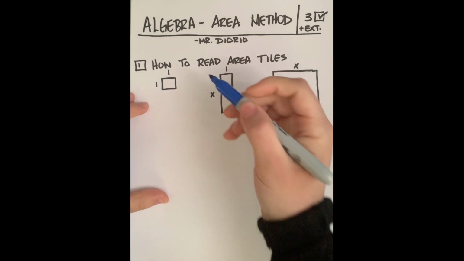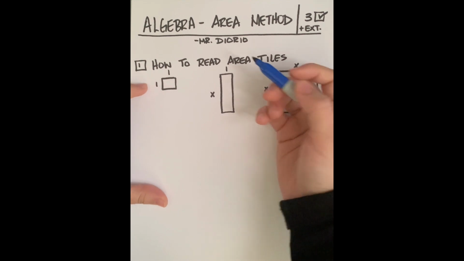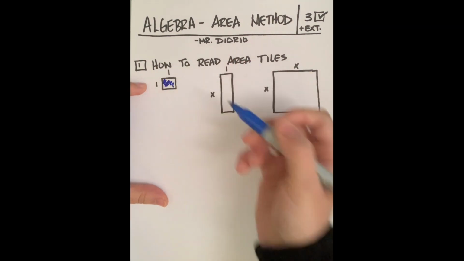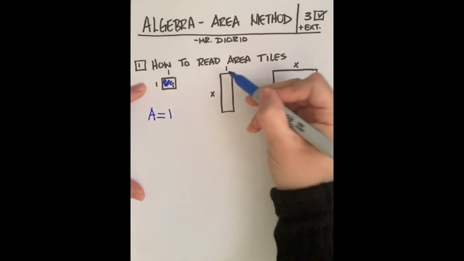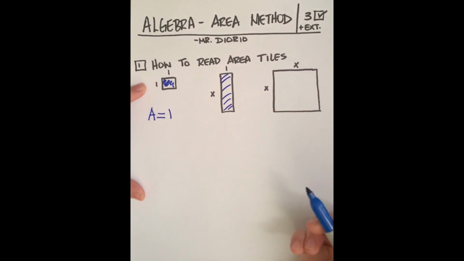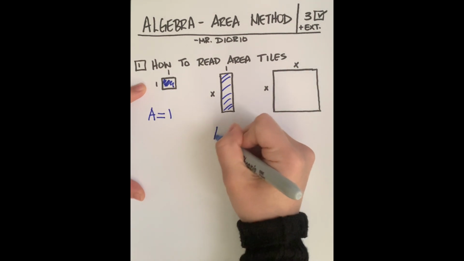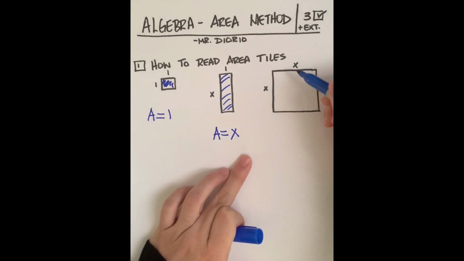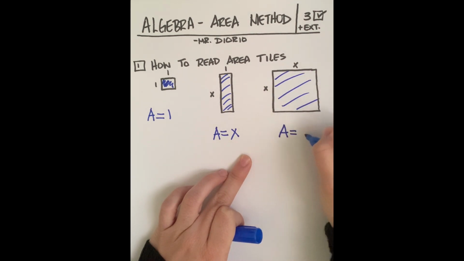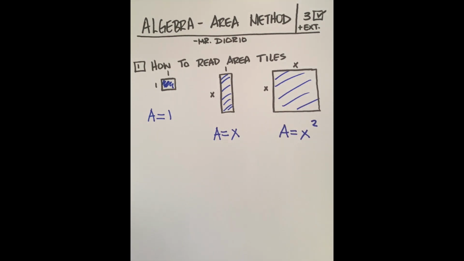So first we have an area of 1 by 1, this little one right here. This would be area equals 1. The next one, we have x times 1, which would be area equals x. And then the next one, these are the dimensions, x times x. So the whole thing would be area equals x squared. And we would have to use these to multiply binomials.